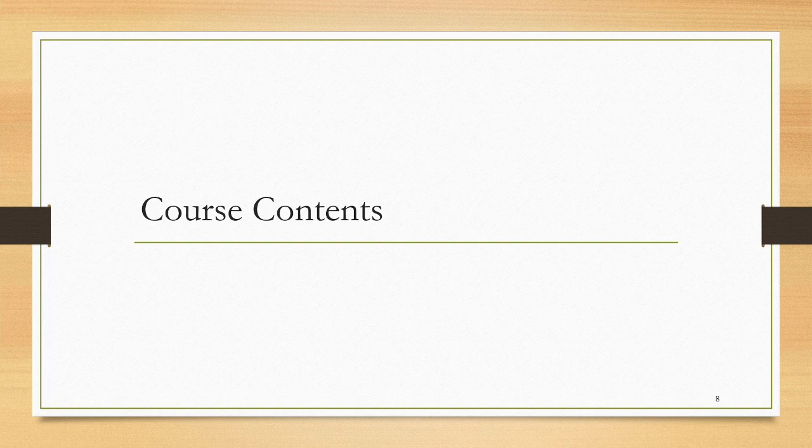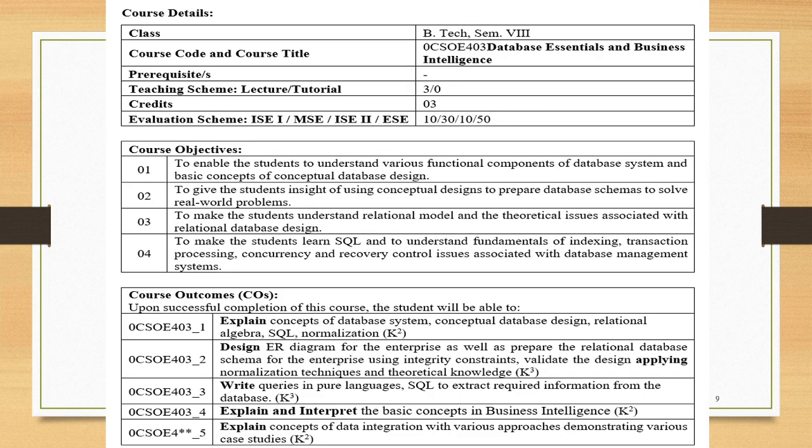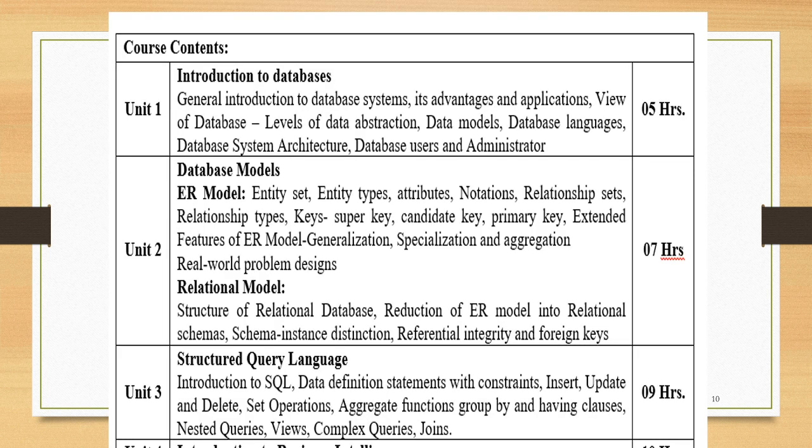I am going to share the course contents. The course name is Database Essentials and Business Intelligence. It has a teaching scheme of 3 hours lecture per week. Total credit is 3. You are familiar with the evaluation scheme. IC1 is for 10 marks, MAC is for 30 marks, IC2 is for 10 marks, and EAC is for 50 marks. These are the course objective and course outcome of the course.